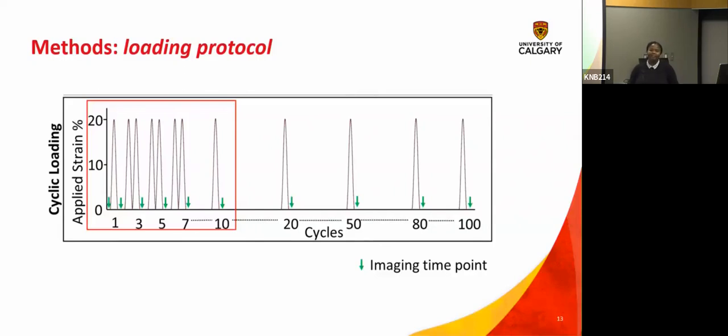Just curious, what loading configuration did you use? Unconfined compression? Yes, to an extent. The cartilage was free all around and only covered at the top with the cover slip for the objective lens. The indenter that you compressed the cartilage with, was it permeable? No, it's not permeable. And the whole sample was immersed in PBS? Yeah, PBS, because the objective lens needs to be in a fluid.